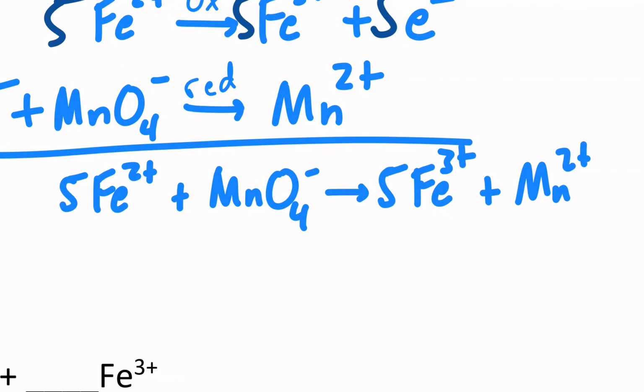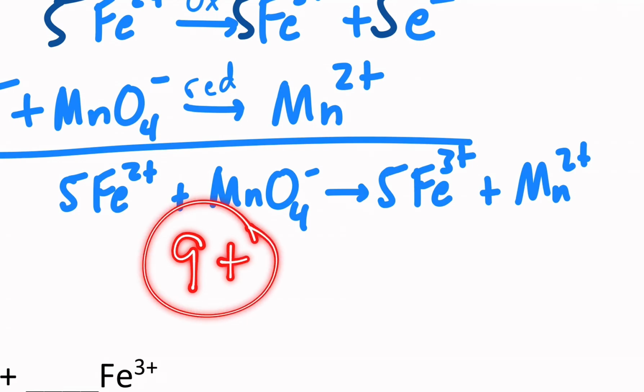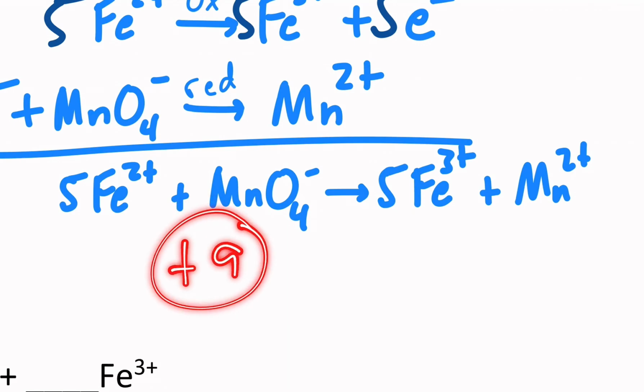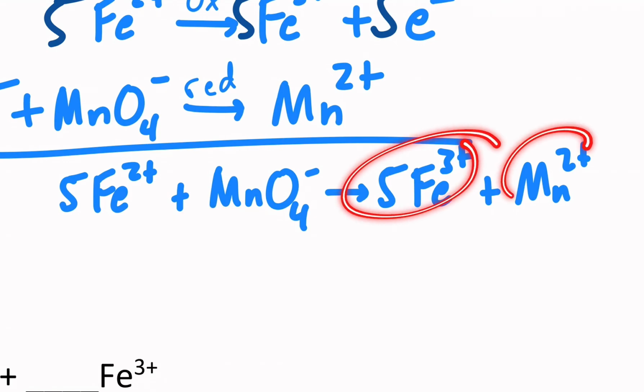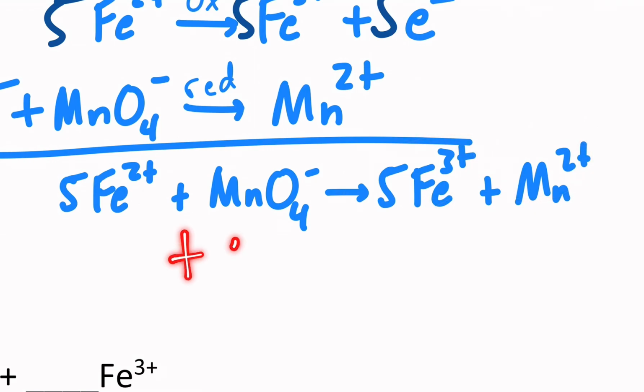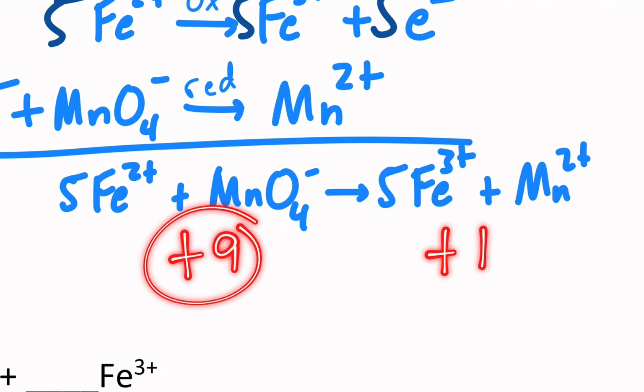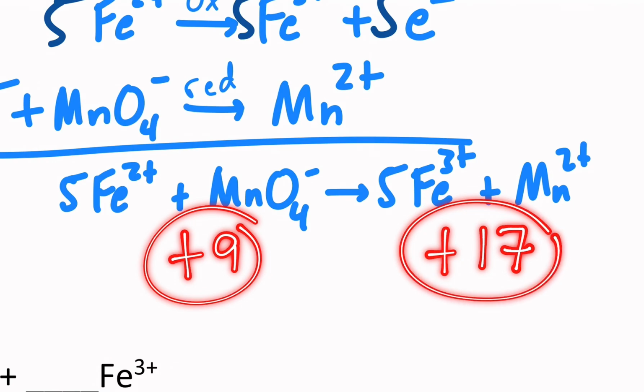So what's my charge? Well, I have 10+ over here and 1- over there. So it looks like I have a total of 9+ over here, or really +9 is my net charge on the left. On the right, we've got 5 times 3+ and 2 more. That's 17+. So we were +9 here and +17 over here. So we are missing a difference of 8. I need to make the left 8 more positive or the right 8 more negative.